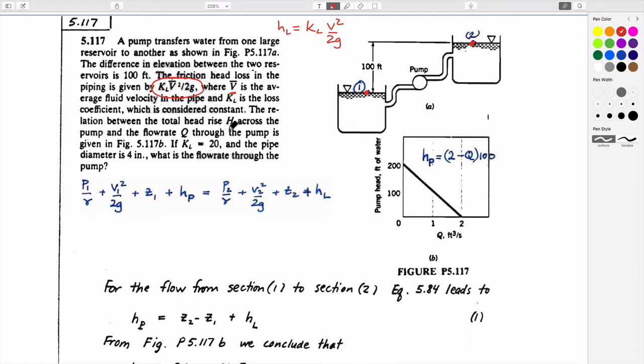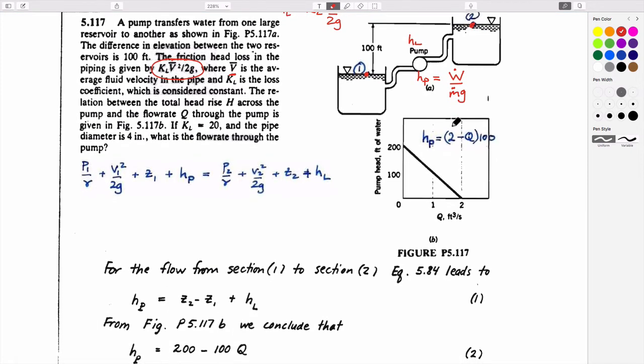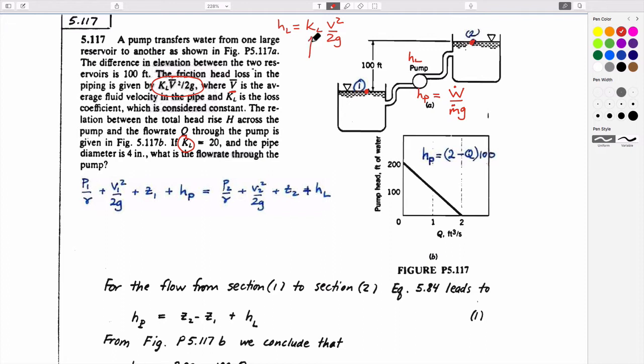And there's also a pump within the system. So there's a head loss in the system, and there's also a pump in the system, and we define the pump head as being equal to the power divided by the mass flow rate times gravity. And we know what KL is, it goes in here. So this is 20. The relation between the total head rise across the pump and flow rate Q through the pump is given in this expression here. So this is the pump head HP.